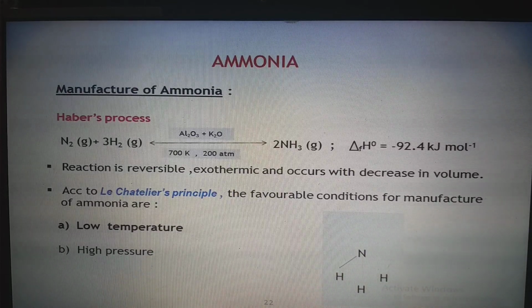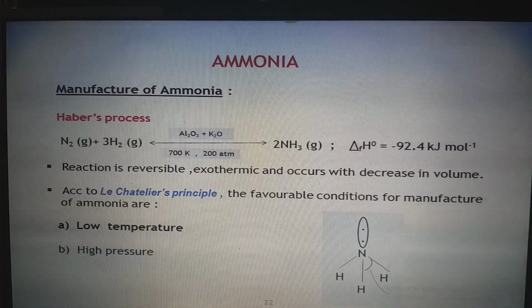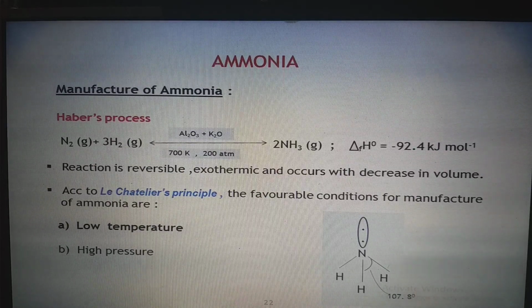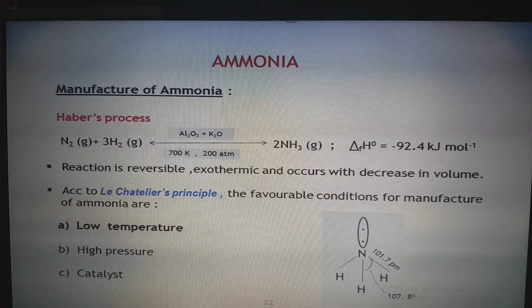We can look at the structure of ammonia. The HNH bond angle is 107.8 degrees and the bond length is 101.7 picometers. Addition of catalyst further increases the rate of reaction.